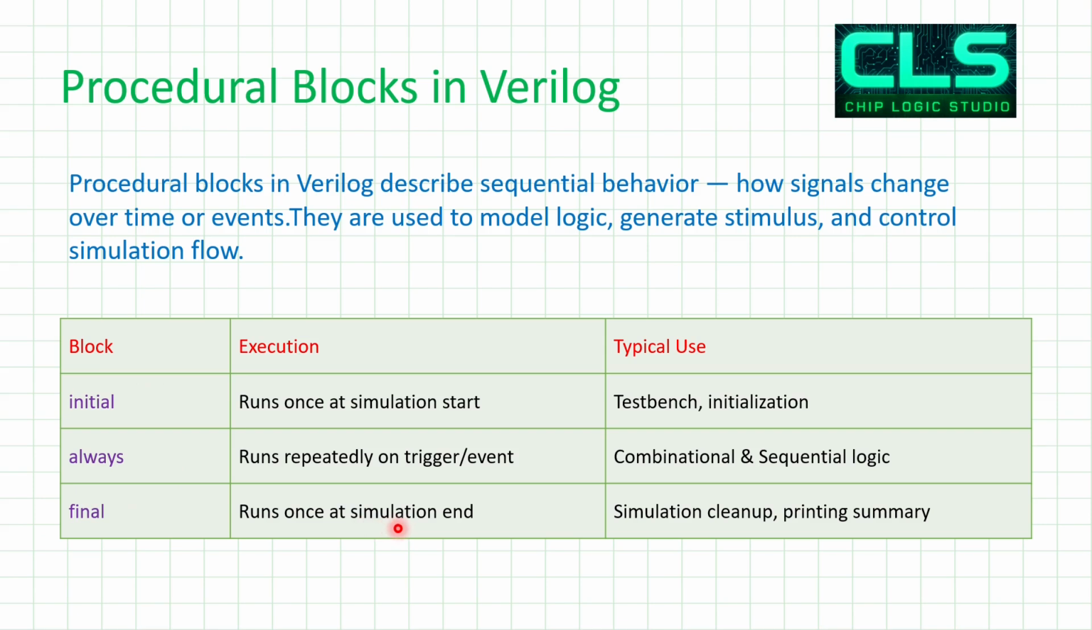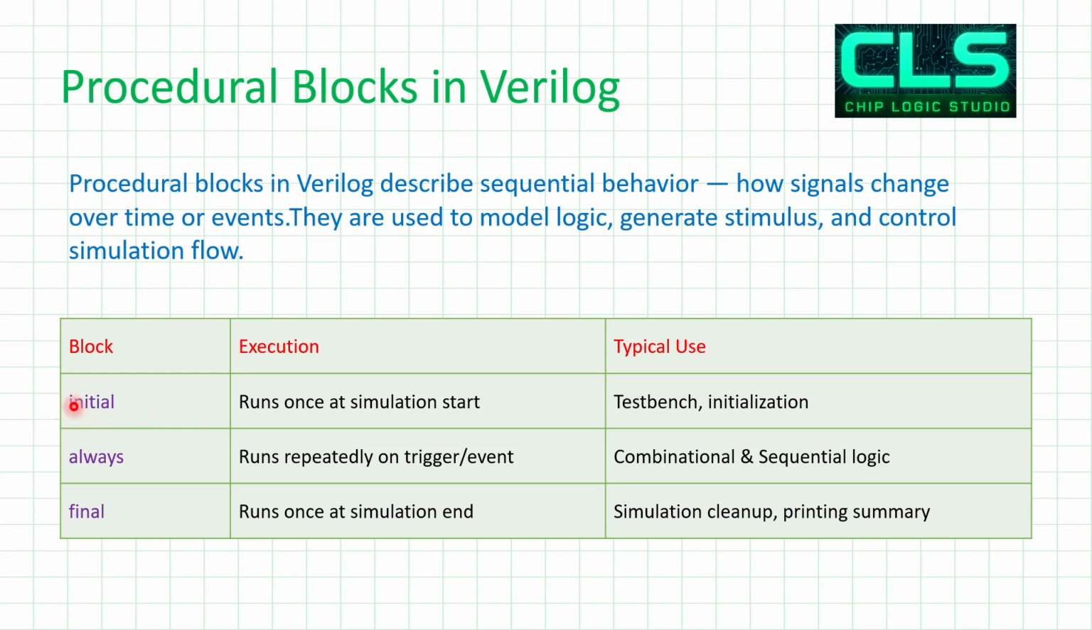Opposite to that there is a final block. The final block runs once at simulation end. For example, if you have used $finish at 100 nanoseconds, the $finish will execute, and just before that the final block will execute at the end of the simulation. For printing some summary or report, we use this block.